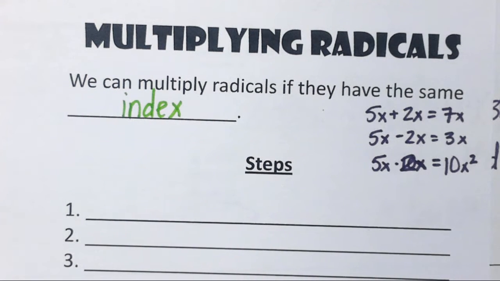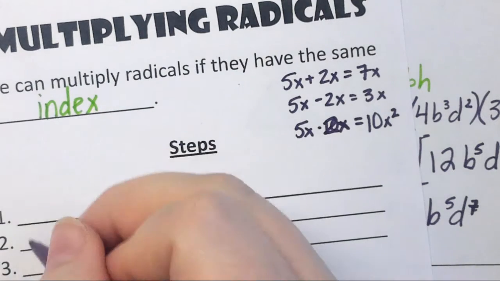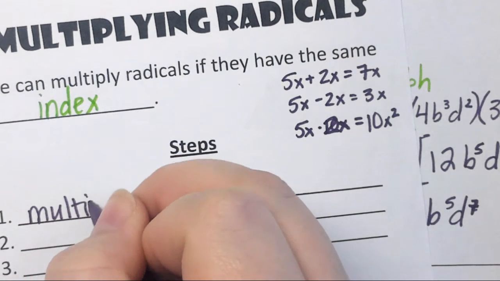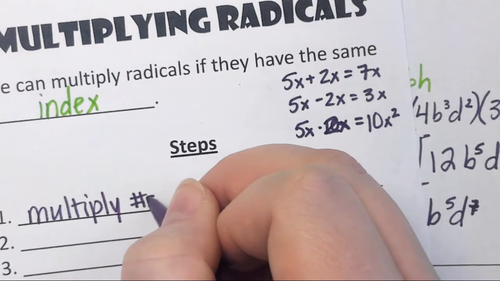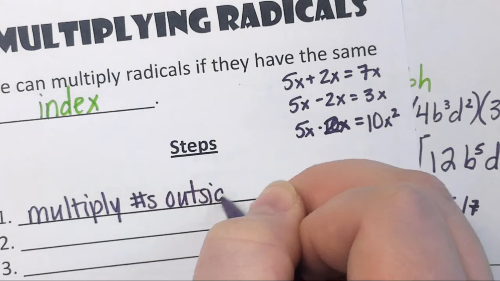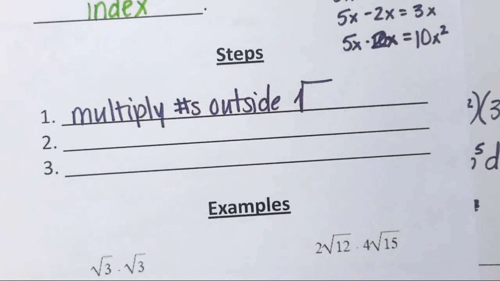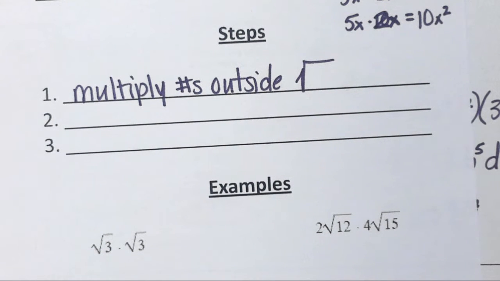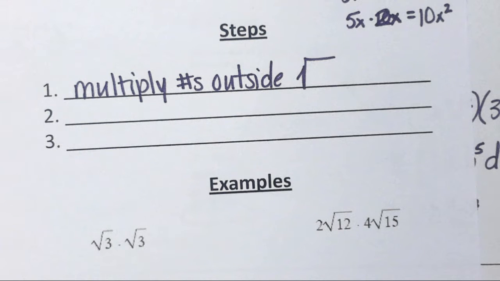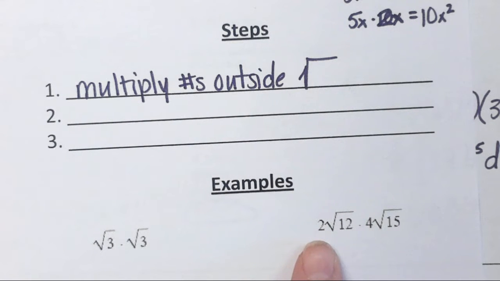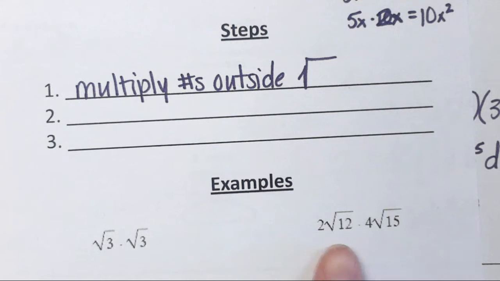There are 3 steps. The first step is to multiply numbers on the outside of the radical. So for instance, I'm looking at that second example. The numbers on the outside are what? 2 and 4. So multiply 2 times 4. What would you get? 8. So far I have 8 for sure. So that's the first step.